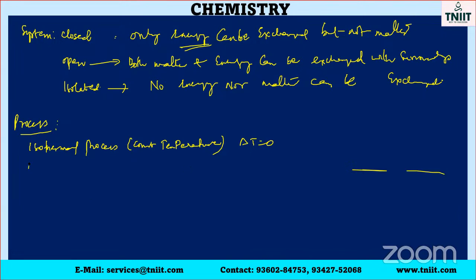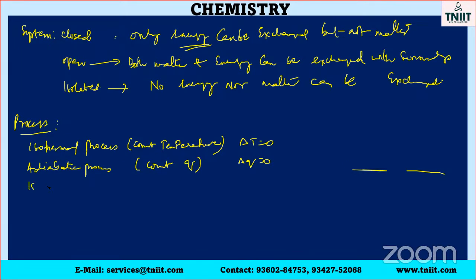Now, the next is adiabatic process. All this you should remember. In an adiabatic process, a process which takes place at constant heat. Heat is represented by Q. Delta Q is equal to 0 for an adiabatic process. So a process which takes place at constant heat is called an adiabatic process.